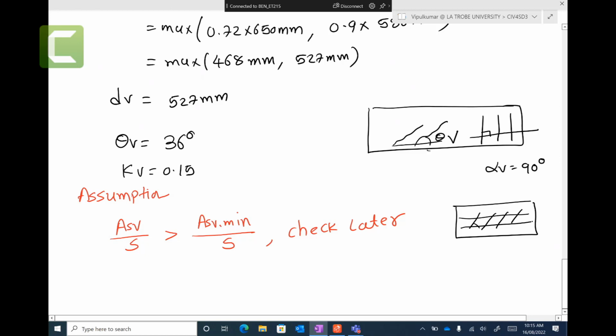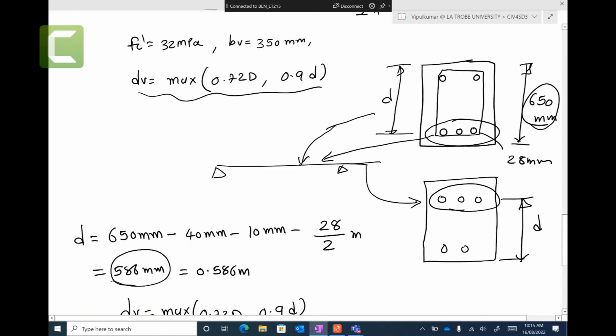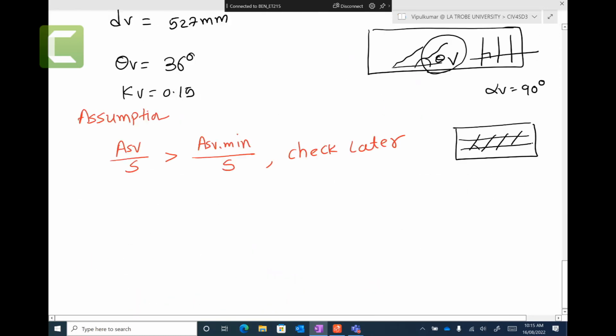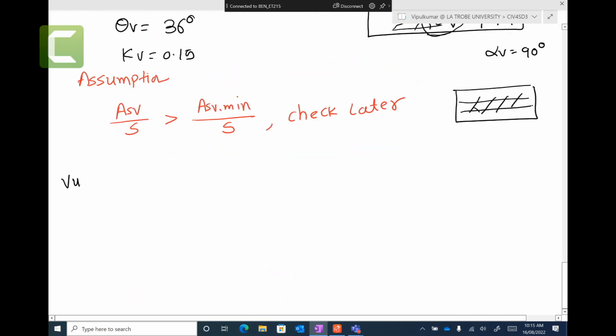So theta v is your crack angle. Alpha v is your angle of the fitments or stirrups. So alpha v equal to 90 degrees. And PV is for pre-stress. In these beams we are not using any pre-stress, so PV equal to 0. So I think I'm ready to plug in the values.